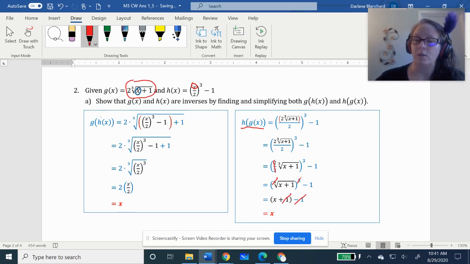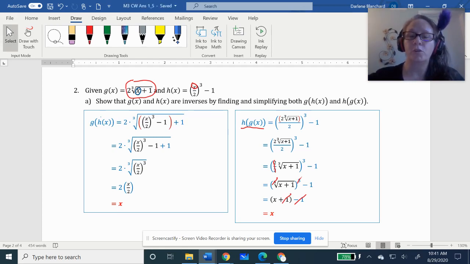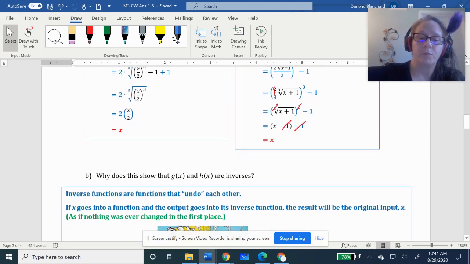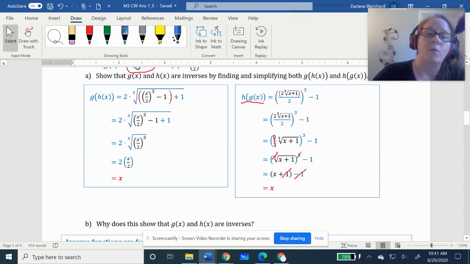So what you need to know is, in order to show that two functions written in algebraic form are inverses of each other, you need to show that whether you substitute one into the other or you reverse who gets plugged into the other function, you will go back to where you started. And that's the key of inverse functions.